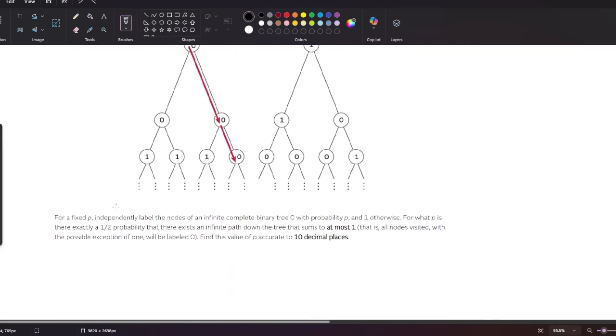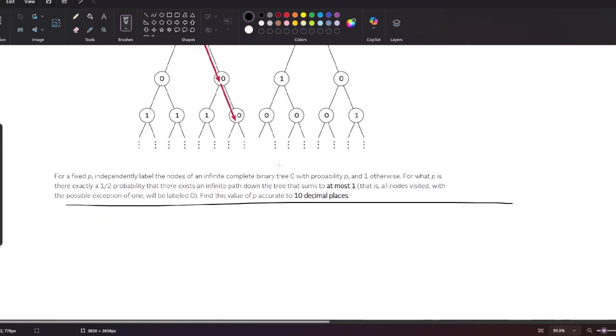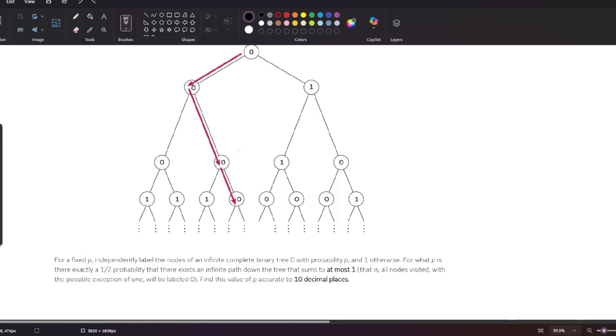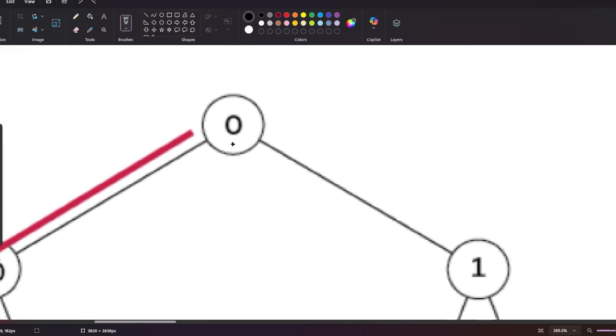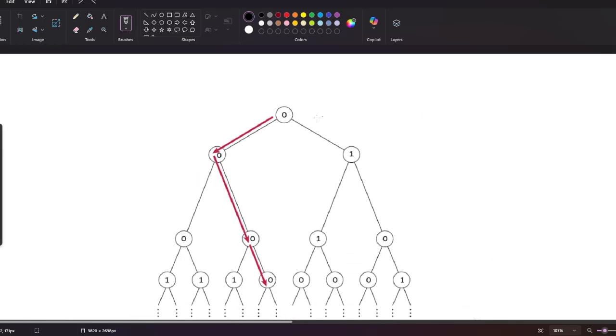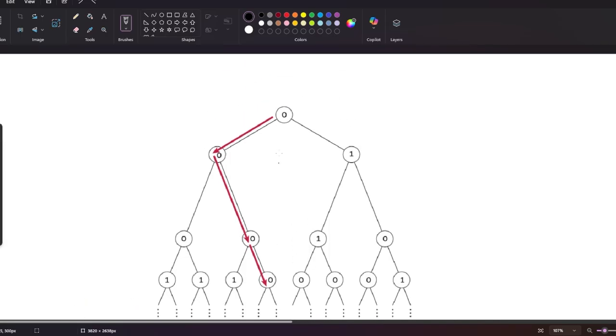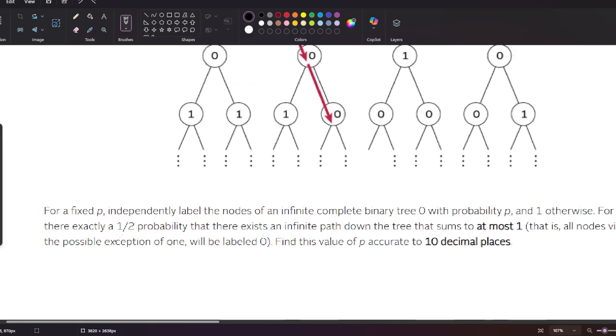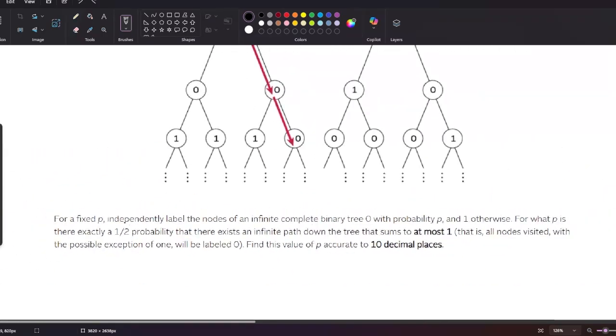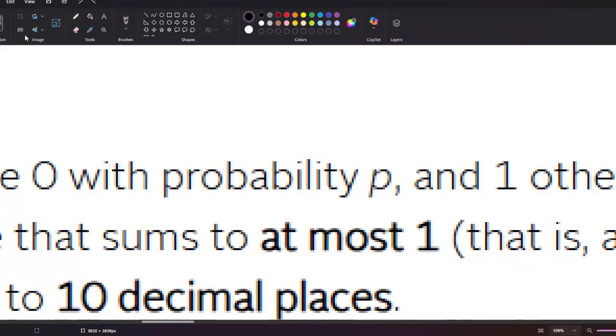Hello, today we have this chain streets problem. Essentially, we have an infinite binary tree. Every node of this tree has the probability p to be equal to 0, otherwise it's going to be equal to 1. And we have to find for what p the probability of an existence of a path with the sum of all nodes being either 0 or 1 to be 1/2. Now, I thought that the problem is a little too simple, so let's replace this 1 with n.